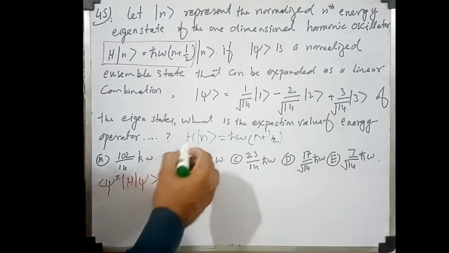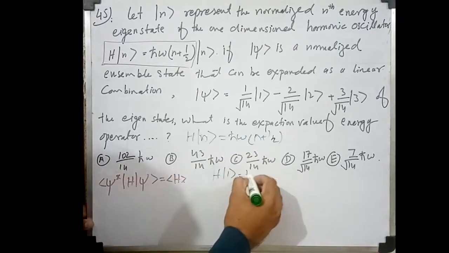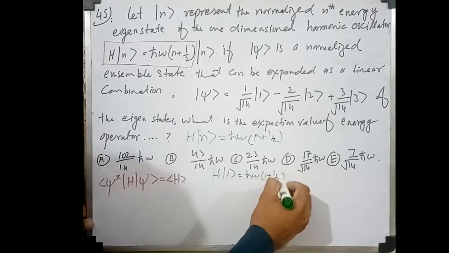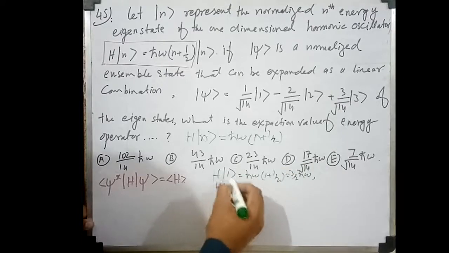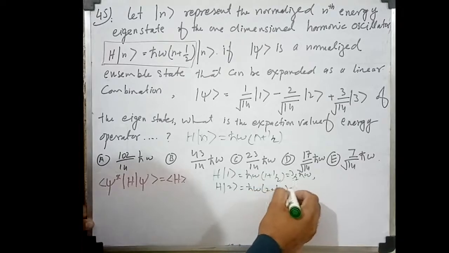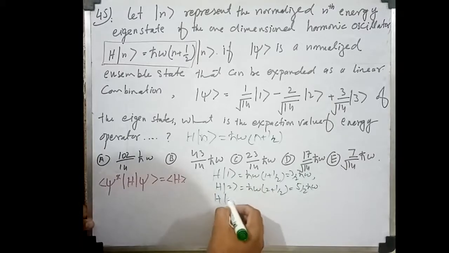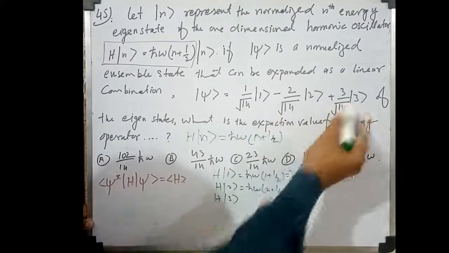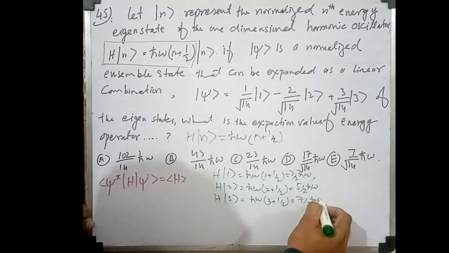Now if n is equal to 1, then H on state 1 is equal to ħω(1 + 1/2), which is 3/2 ħω. If n is 2, then it is ħω(2 + 1/2), which is 5/2 ħω. And if the state n is 3, we have three states 1, 2 and 3, then it is ħω(3 + 1/2), which is 7/2 ħω.